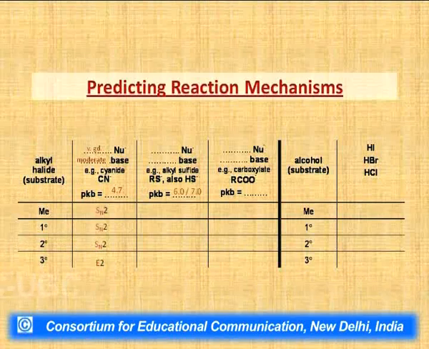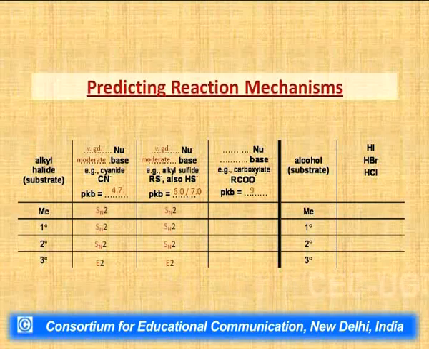When the pKb value is 6.0 to 7.0, the base is moderate and the nucleophile is very good. The alkyl halide with methyl undergoes SN2 reaction. 1 degree undergoes SN2 reaction. 3 degree undergoes E2. 2 degree undergoes SN2 reaction.